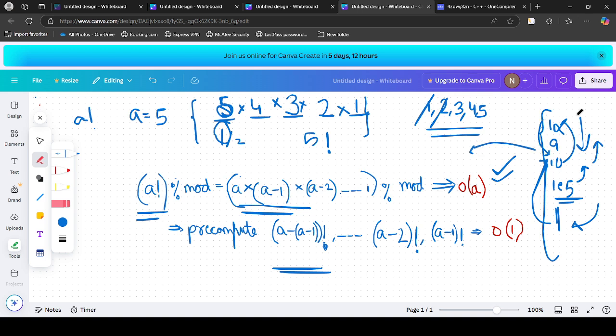So if we pre-compute, we can get all answers in O of 1. For a we want a minus 1, a minus 2 and so on. So we can pre-compute them and we can get each in O of 1.